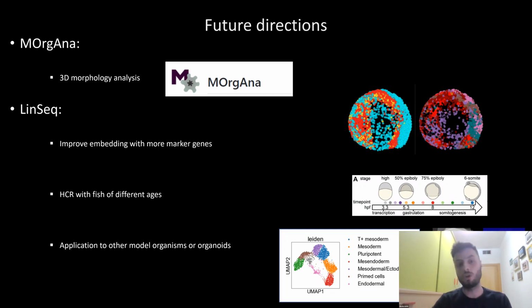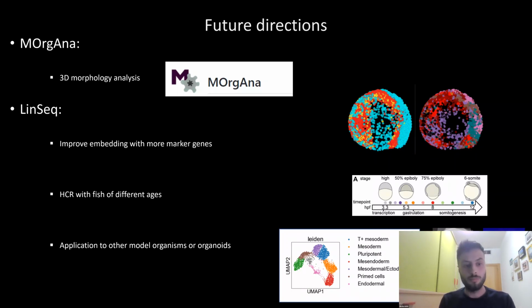So for instance, one obvious thing that we did in MOrgAna was to limit ourselves to the analysis of 2D images. So one obvious future direction would be to expand this to 3D morphology analysis. For the lineage sequencing project, we would like to try to improve the embedding with more marker genes beyond the 14 that we have used now.